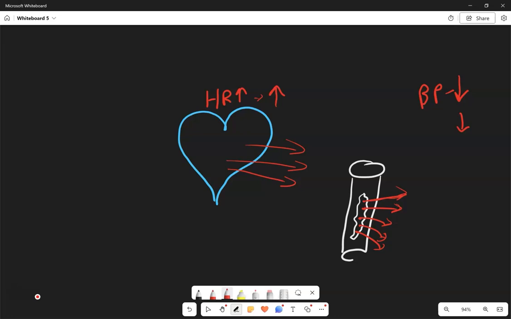Okay, so take some time and think about what sort of situations might lead to either a positive or negative feedback loop.